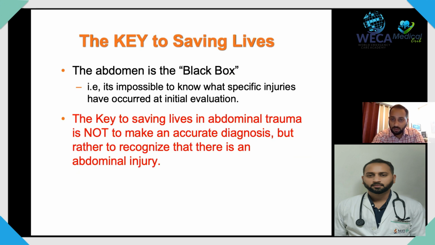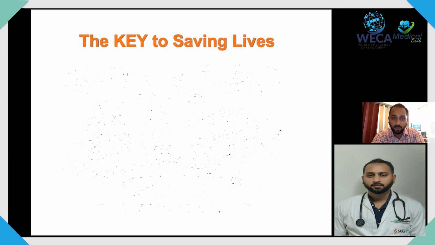The abdomen is a black box. It is impossible to know what specific injuries have occurred at the initial evaluation. Proper imaging or, if needed, a laparotomy is required to know exactly what is going on inside the abdomen, specifically in blunt abdominal trauma. So the key to saving lives in abdominal trauma is not to make the accurate diagnosis, but to recognize that there is an abdominal injury and to facilitate rapid transport to a hospital where the patient can be further evaluated and managed.